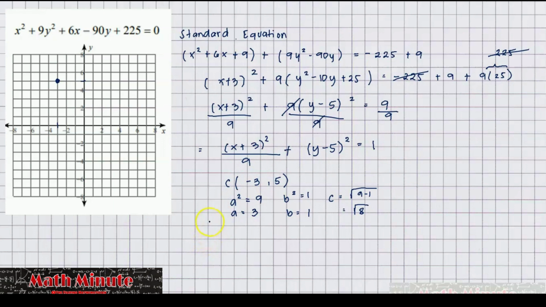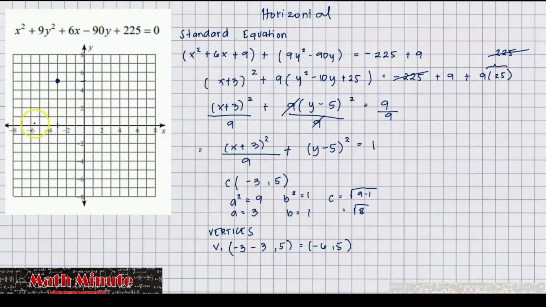So first, identify if this is a horizontal or vertical ellipse. For this case, your highest denominator comes with x, so meaning to say this is horizontal. So for your vertices, v sub 1 would be equal to negative 3 minus your a, which is 3, then copy k, which is 5. That would be equal to negative 6, 5.